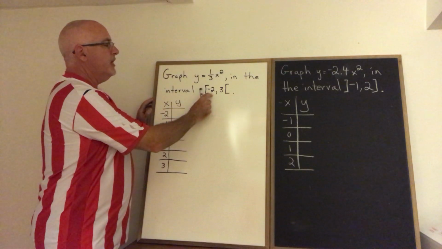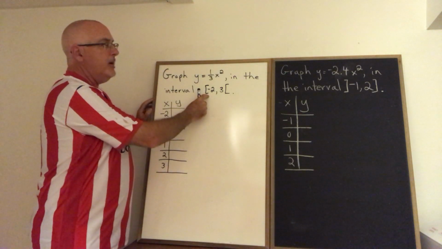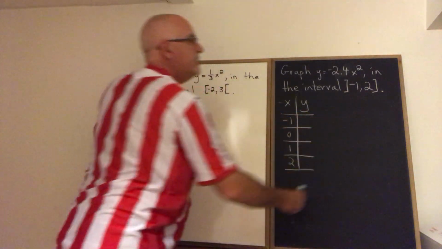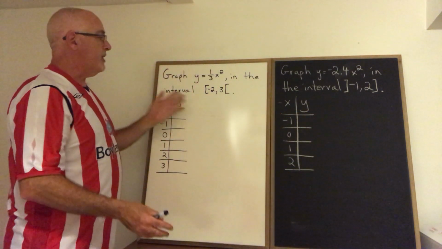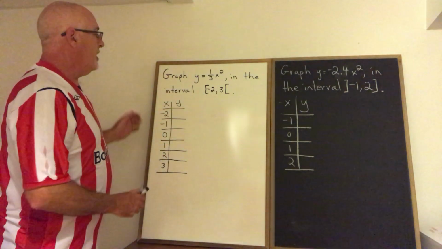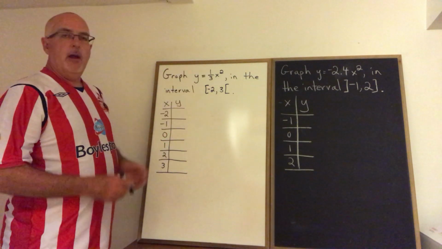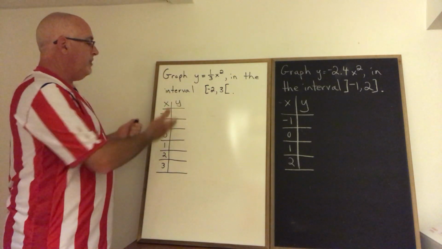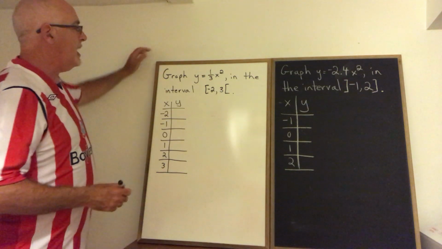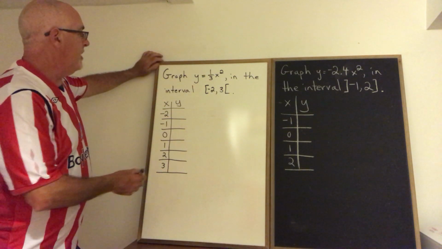In this interval, the 3 is not included, but the -2 is. In this interval, the -1 is not included, but the 2 is included. If you're familiar with your interval notation, then you're not surprised by that. To do this type of quadratic is pretty quick, simply by making a table of values. That's one of the methods that we can use to graph this, and it's the one we'll use today.